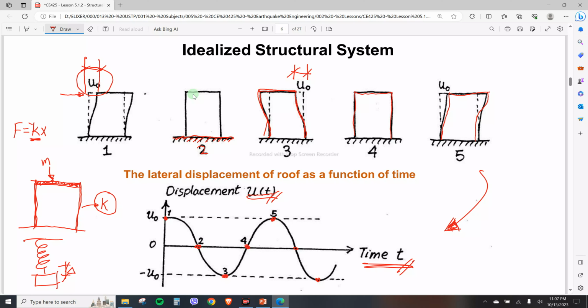Now, this oscillation, we call this oscillation. We have a sinusoidal graph here. This oscillation will happen forever and ever, but it will never come to rest. Now, in real life, this is unrealistic. This does not happen in real life.